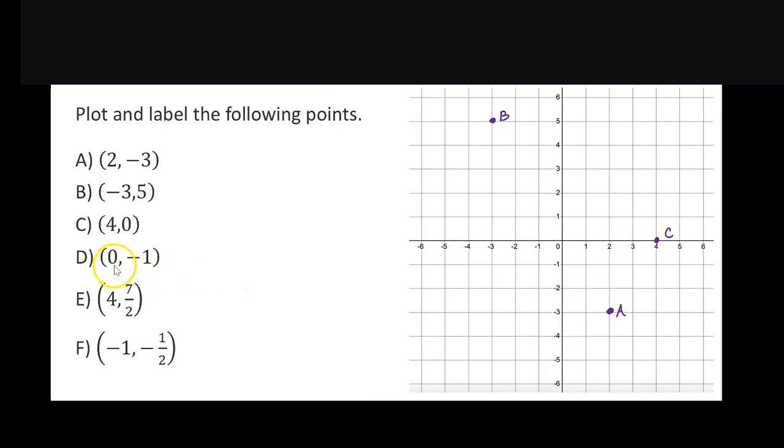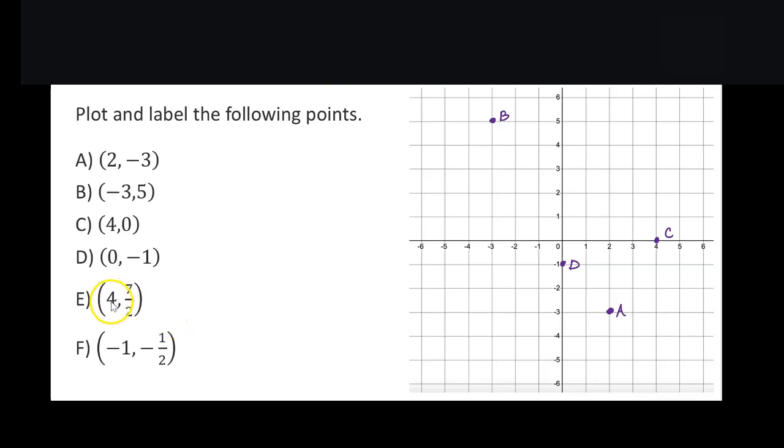Now part D is 0, -1. So 0 means that we're not going to travel right or left at all. We're just going to stay at the origin. And then the second coordinate, -1, indicates that we're going to move down 1 unit. So I'm going to be on the y-axis, and I'm going to label point D.